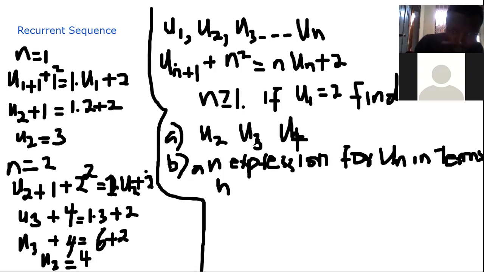You realize that we have now been able to find u3 by making n equal to 2. We are also going to make n equal to 3 so we should be able to find u4. When the class ends, you join again so that we finish the questions.